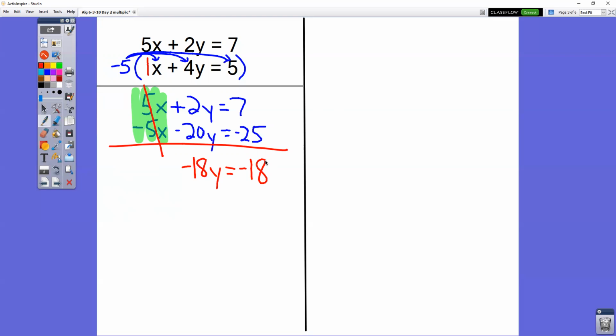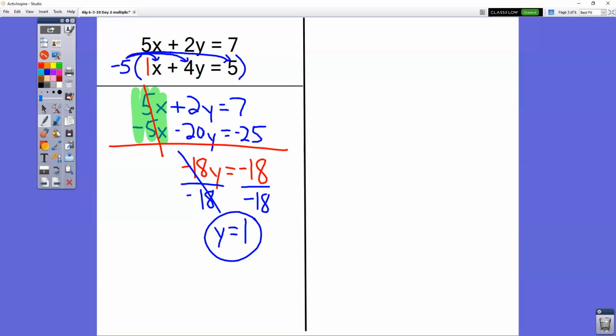Now I just have a one-step equation. With that one-step equation, all I have to do is solve it. So divide by negative 18, divide by negative 18. Negative 18 divided by negative 18 is 1. Make sure that you are using the correct letter all the way through. Our x's canceled out, so we're solving for y first.